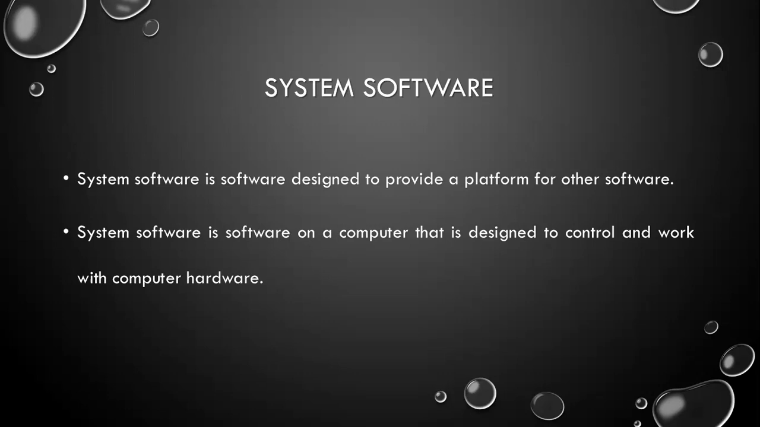Next, system software is software on a computer that is designed to control and work with the computer hardware. As we have discussed before, the system software acts as a bridge, or we can say it is acting as an interface between the hardware and the user's applications. So, system software is designed to run a computer's hardware and application programs.